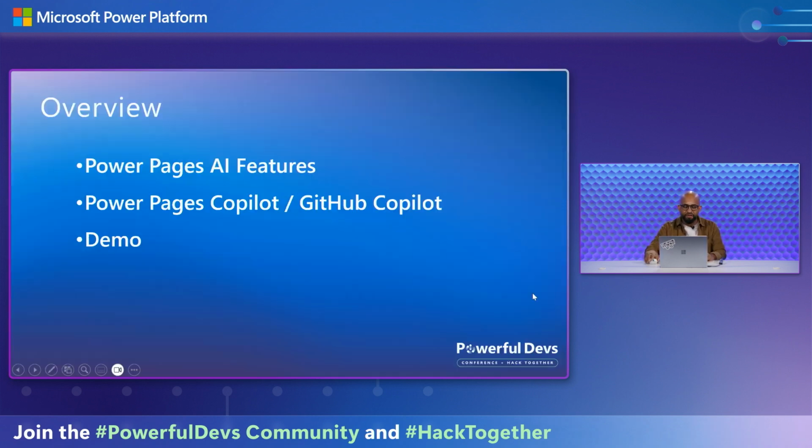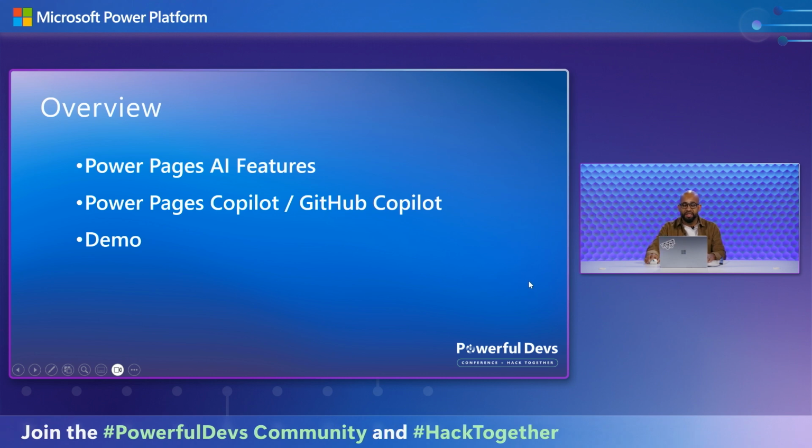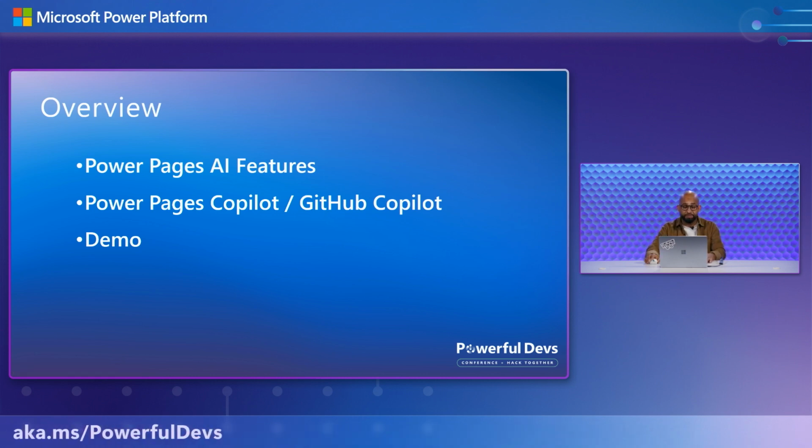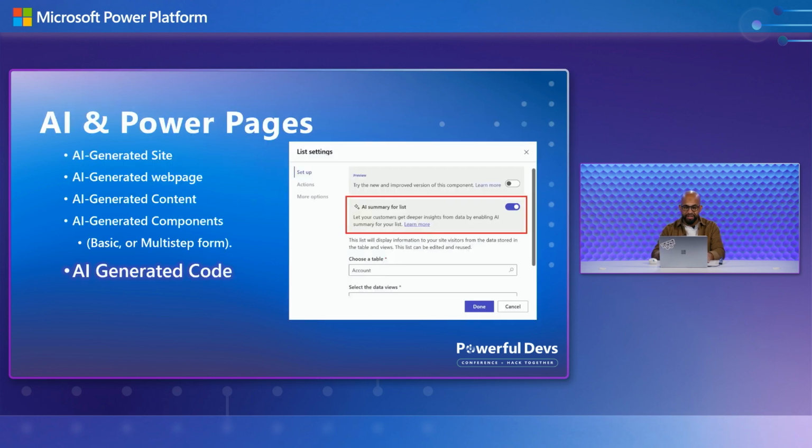Cool. All right. Overview of the session today, we're going to be looking at Power Pages AI features, Power Pages Copilot and GitHub differences, and then we're gonna look into a lot of code. We're gonna be cutting lots of code today. Actually, Copilot will be doing the hard lift for us today.